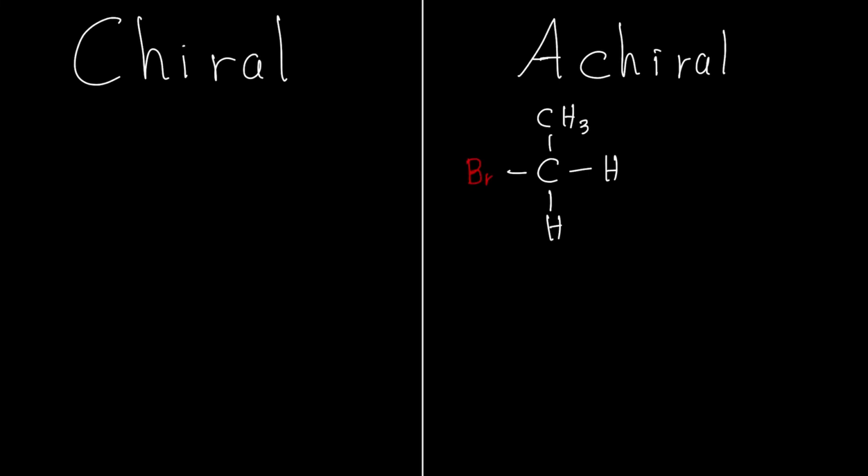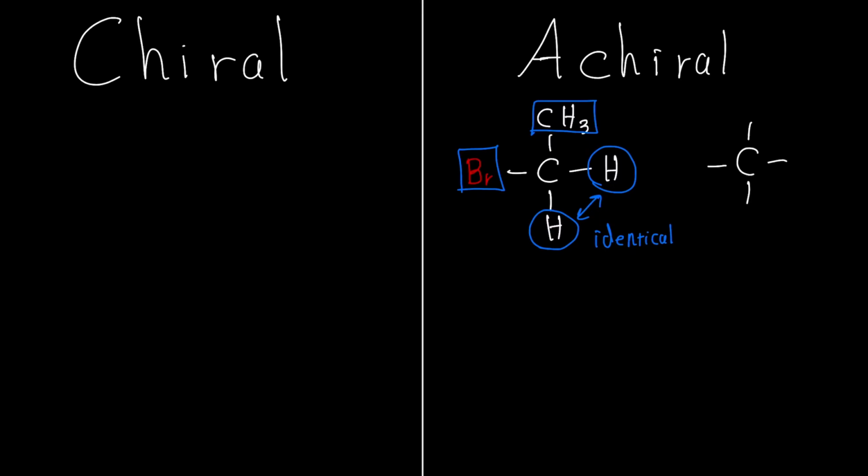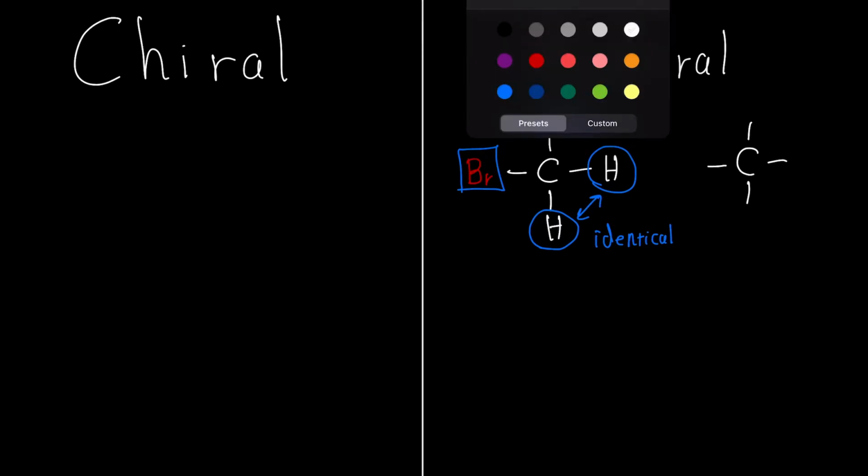Notice that this central carbon is the one in question. We have a methyl group attached to it. We have a bromine. So far, those groups are all different from one another. They're not the same. However, notice that we have two hydrogens which are identical to one another. And because it has at least two groups attached to it that are identical, it is not going to be a chiral carbon.